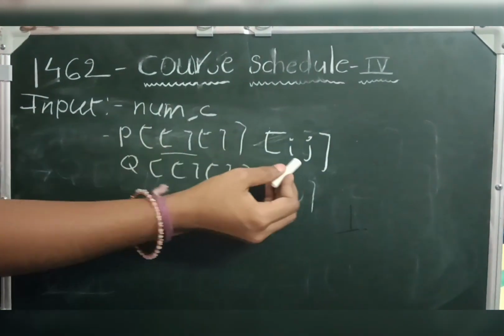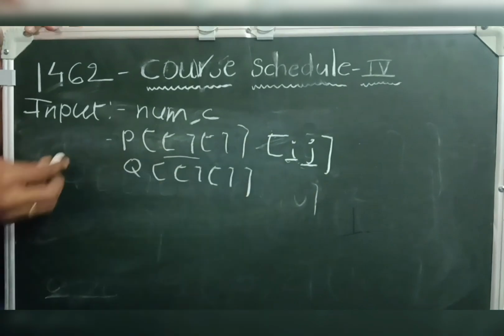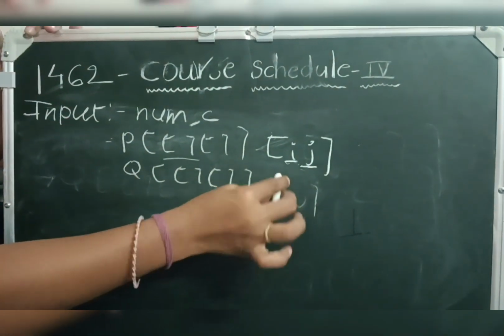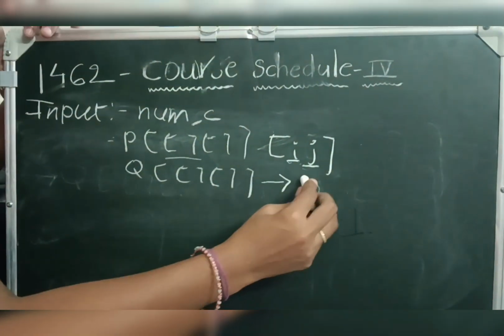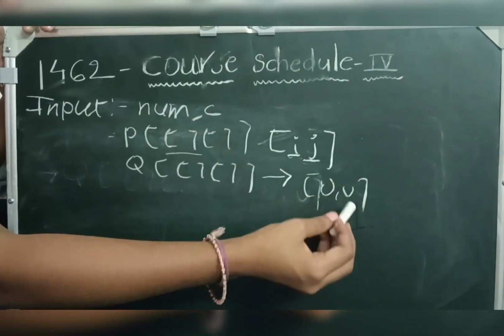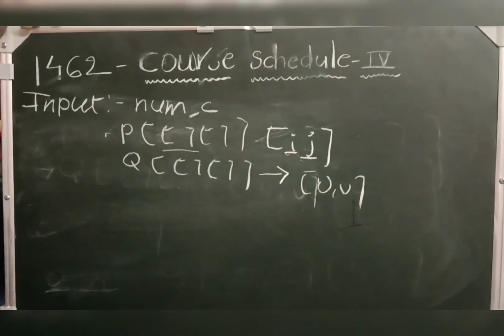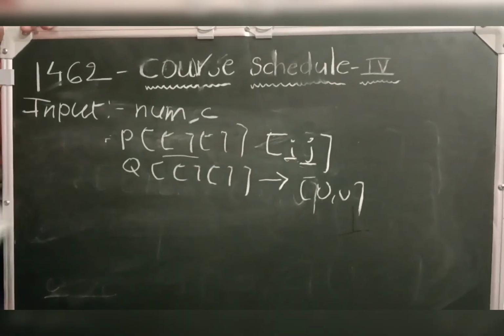What the prerequisites mean is that before you complete this jth work, you have to complete this ith work. In the queries, for example, they give u and v. You have to tell whether u is a prerequisite of v or not, based on the prerequisites. So before going to the solution, you want to know the topic.